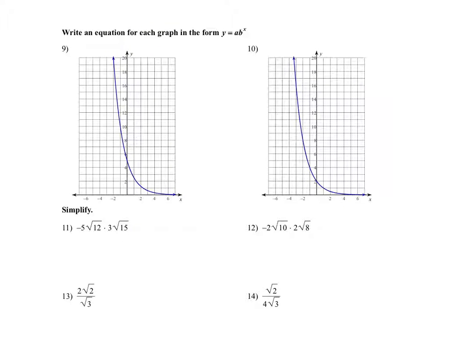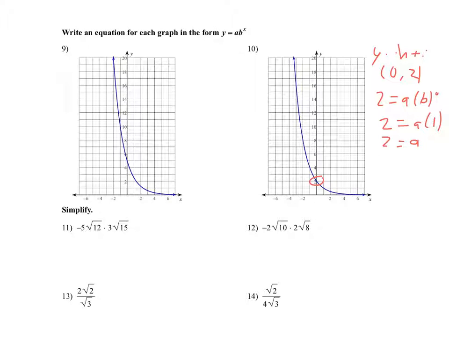All right, now I'm going to write some more equations here in the form y equals ab to the x. We're once again going to start with the y-intercept, which will be (0, 2) in this case. It's right there. So I know that 2 equals a times b to the power of 0. And so I know 2 equals a times 1. And so a just equals 2.